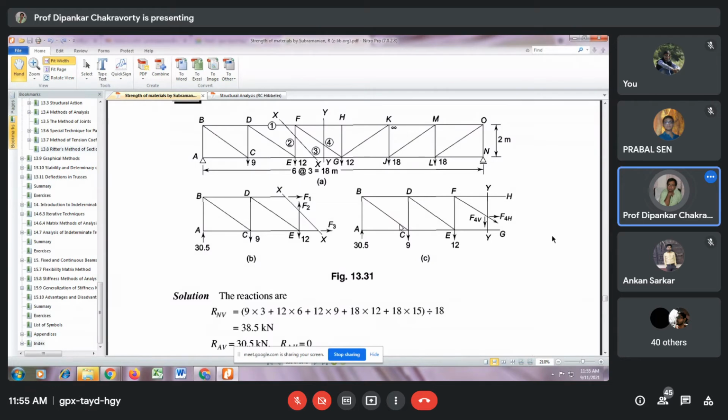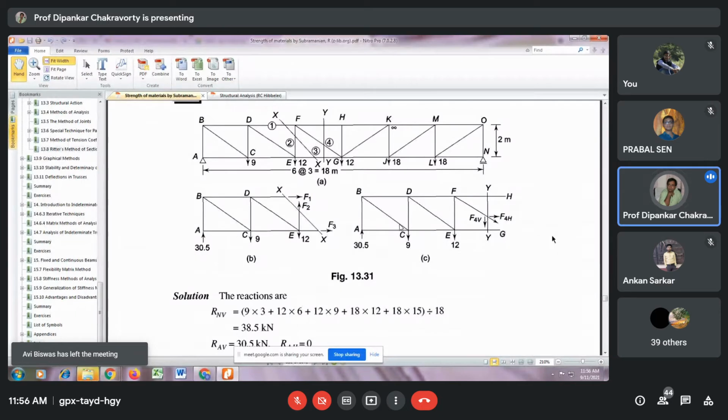So the structure is determinate both externally and internally. Because externally you can have three equations and you have three unknowns. So it is solvable. Now I would like to make one point. In this particular case, since all the loads are vertical, the reactions at A and N both are vertical. There is no horizontal reaction.